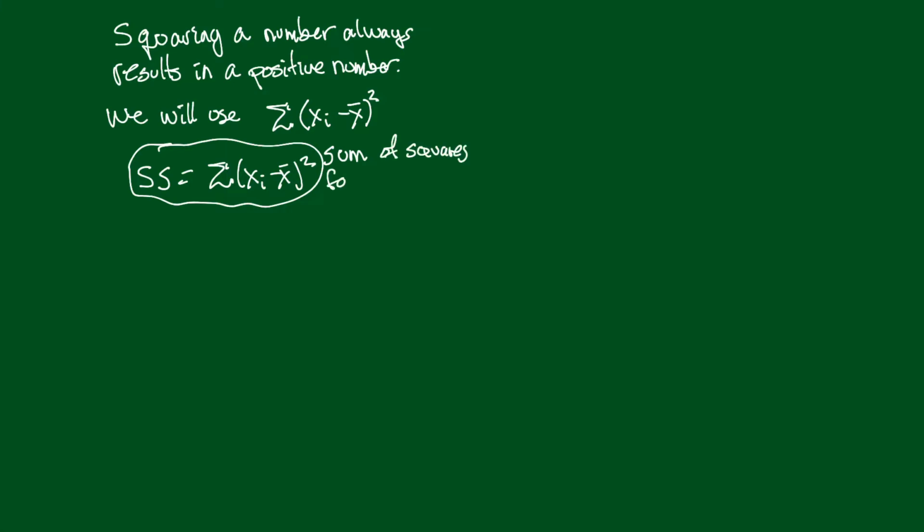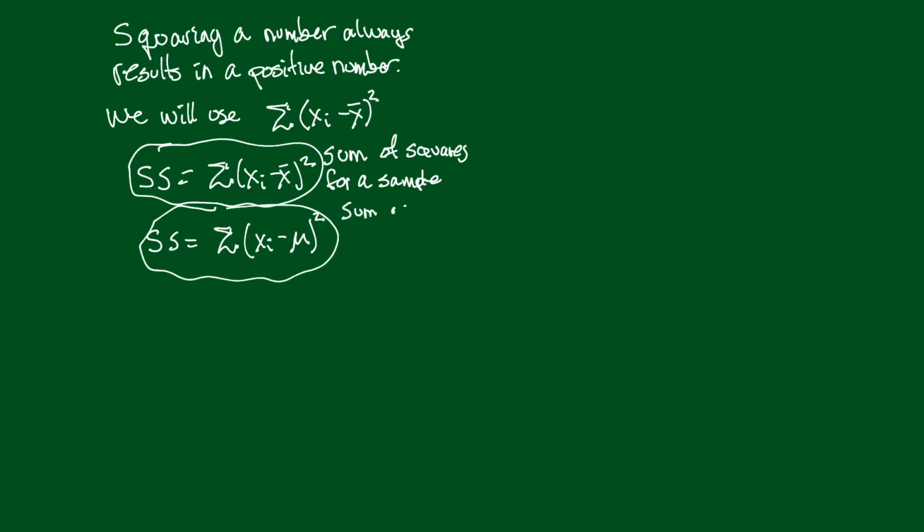Now, I'm using x bar, so this is for a sample. So that's the sum of squares for a sample, and it's a sample because I'm using x bar, right? And x bar, English letter, comes from a sample. But then I can also write SS equals the sum of xi minus mu squared. That Greek letter means it comes from the entire population. So this would be the sum of squares for a population.